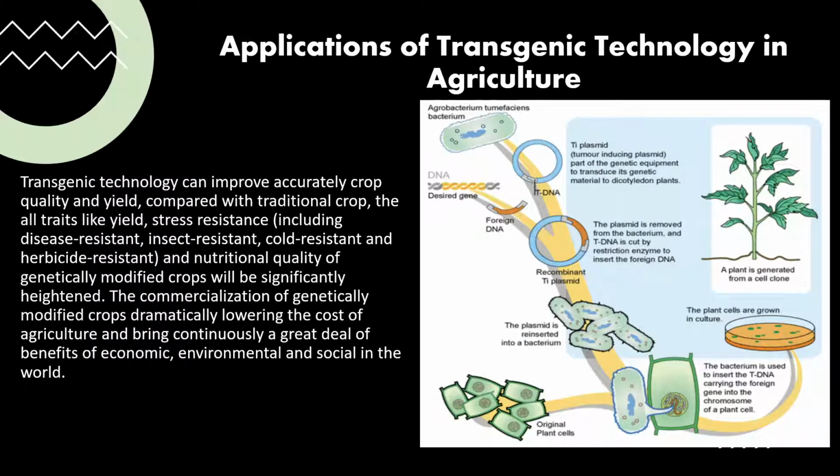Applications of transgenic technology in agriculture. Transgenic technology can accurately improve crop quality and yield compared with traditional crops. All traits like yield, stress resistance, including disease resistance, insect resistance, cold resistance, and herbicide resistance, and nutritional quality of genetically modified crops will be significantly heightened. The commercialization of genetically modified crops dramatically lowers the cost of agriculture and continuously brings a great deal of economic, environmental, and social benefits in the world.